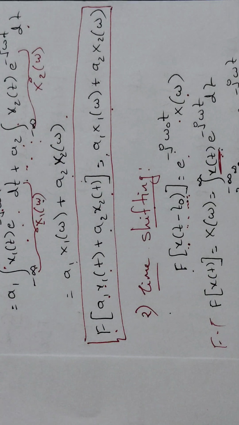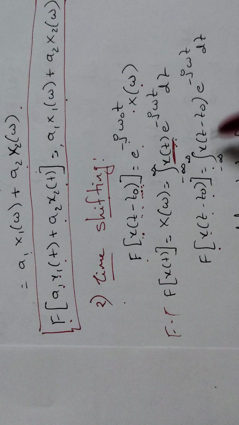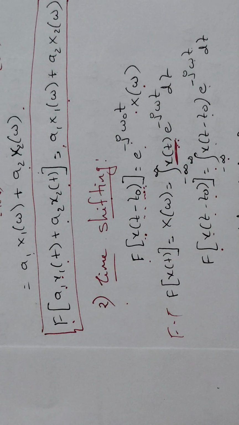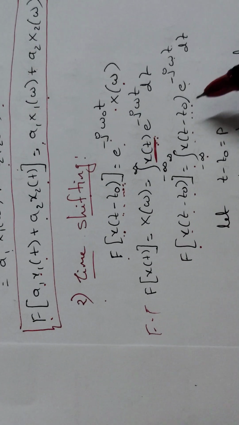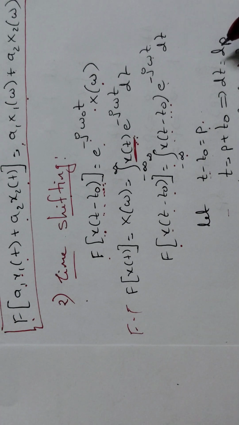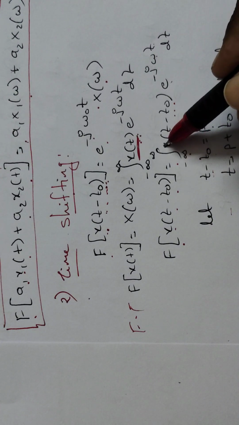That is nothing but what? Fourier transform of x of t minus t naught is equal to what? Integral minus infinity to infinity x of t minus t naught e power minus j omega t into dt. Now let us take t minus t naught is equal to p. Let t minus t naught is equal to p. Then what is t? t is equal to p plus t naught. Then differentiation, dt is equal to what? dp. Okay.